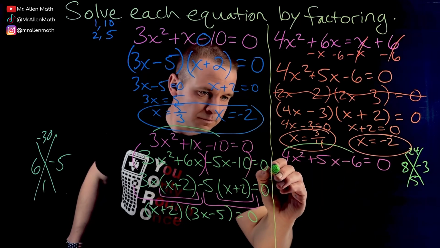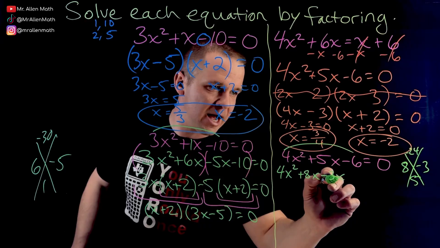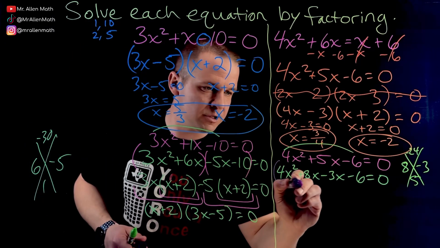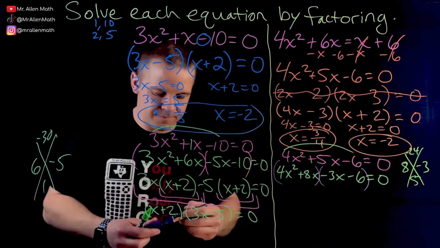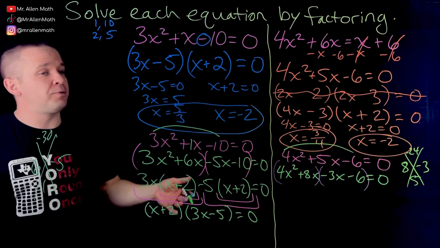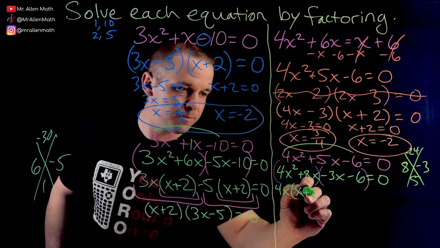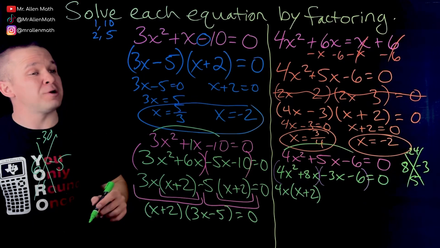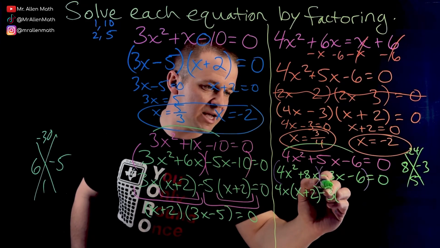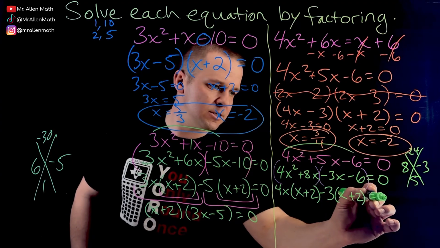So now this breaks up into 4x squared plus 8x minus 3x minus 6 equals 0. And then I'm going to group them: the first two and the second two. GCF time. What's my greatest common factor of 4x squared plus 8x? It is 4x, and I'm left with x plus 2. What's the greatest common factor of negative 3x minus 6? It is negative 3x. Pro tip: anytime this number is negative, the negative is coming out with it, all right?